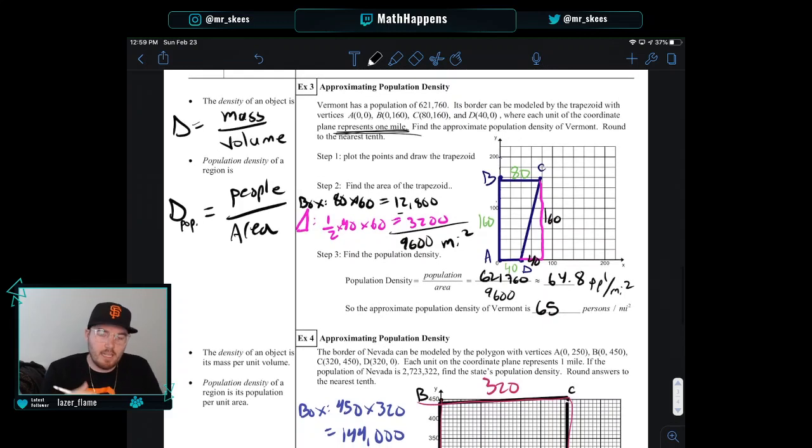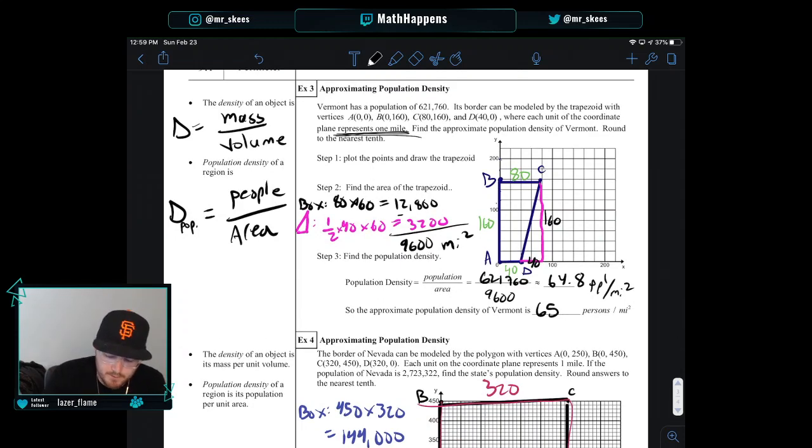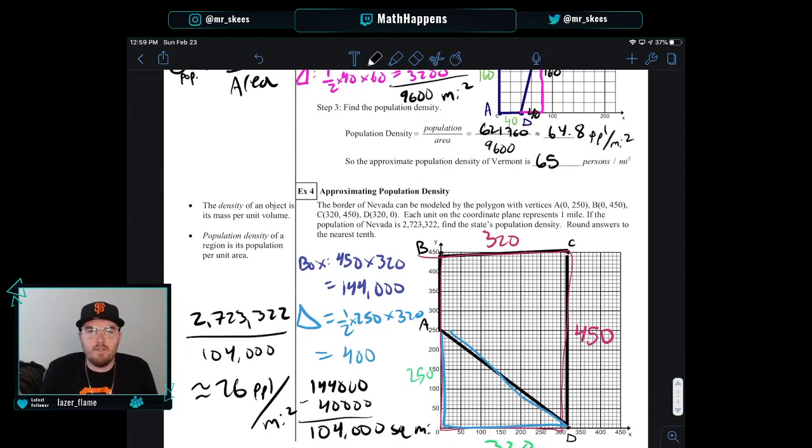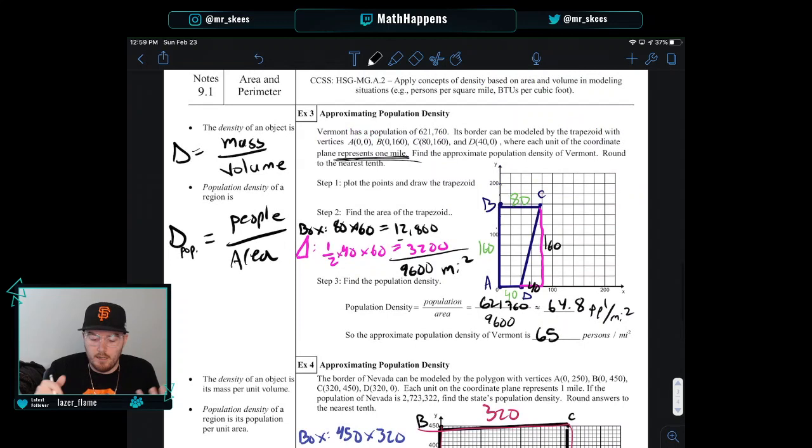So again, density is relative to the space. There's fewer people in Vermont, yet it's more dense. That's because even though there's fewer people, they're crammed into a smaller space. Nevada's huge, so even though it has a lot of people, there's space for them, so its density is tinier. But Vermont's fewer people are fitting in a tinier space, so as a result, it's more dense.